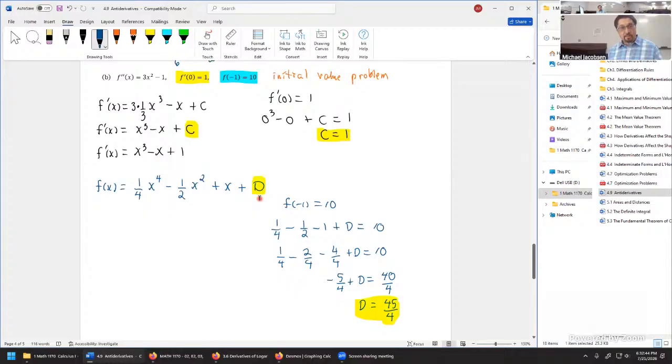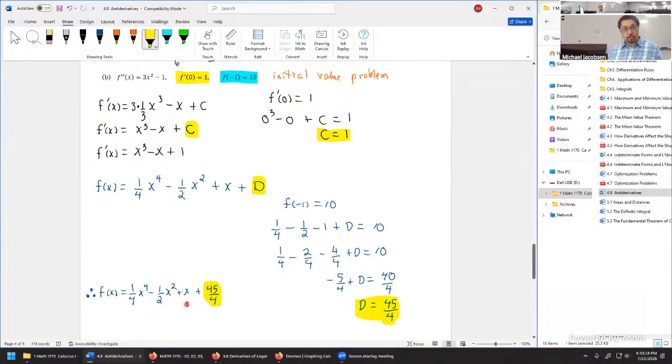This is not for a lot of credit, but I need to know that you know the end answer, the function that solves this, is this one. Let's say here, therefore, f of x is 1/4 x to the power 4 minus 1/2 x squared plus x. And then here's where our hard work with the initial condition got us, plus 45/4. So there's that last substitution. Kind of annoying to copy down the whole equation, just dropping in the one number. But that is finally the bona fide answer.